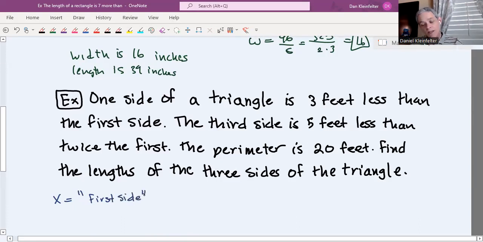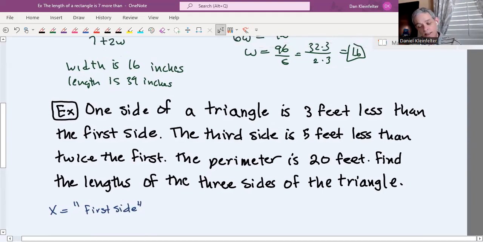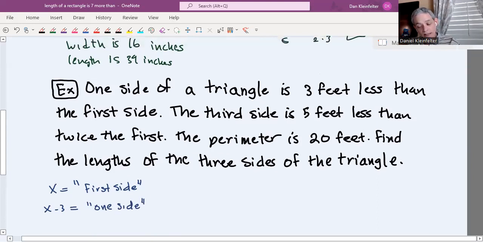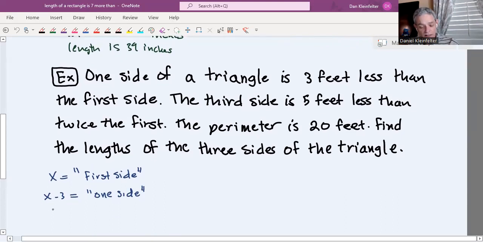Okay. All right, so now what they're saying is one side is 3 feet less than that first side. So x minus 3 is the one side. And then the third side is 5 feet less than twice the first. So twice the first minus 5, that will be the third side. So we have expressions for all three side lengths. We know that the perimeter, that's the distance all the way around, has to be 20 feet. So let's add them up.